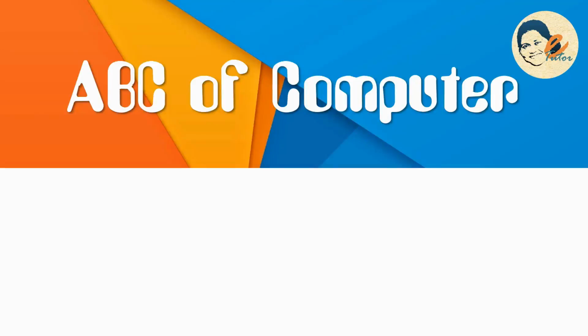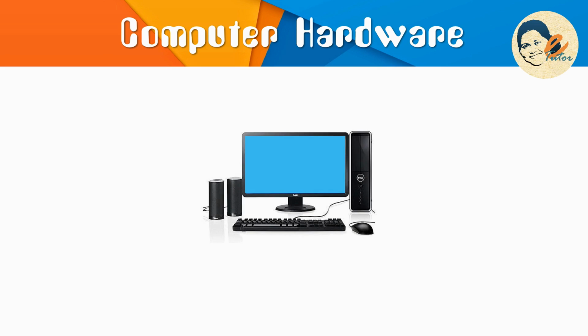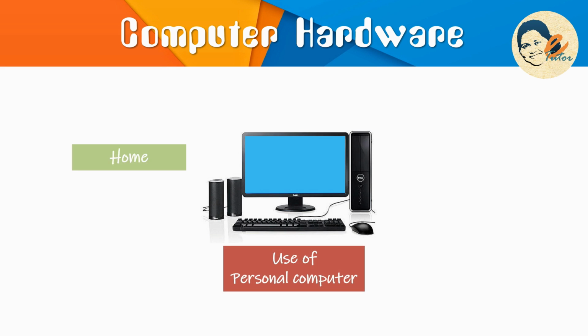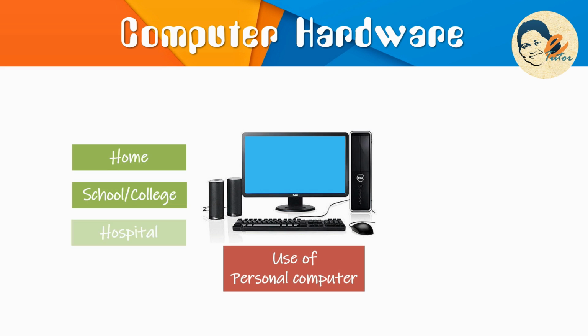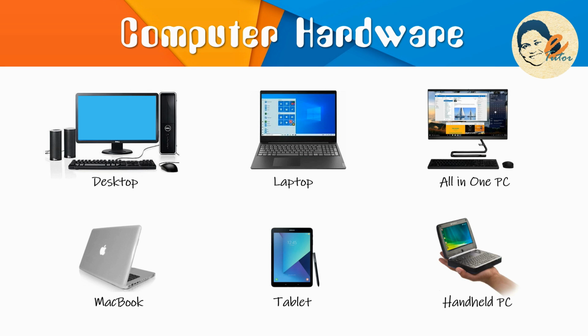In this video, we will discuss computer hardware and computer software. When we think about computers, the first thing that flashes in our mind is the general purpose computer or personal computer or PC that we use in our home, school or college, hospitals, office, banks or supermarkets. A personal computer may be a desktop computer, a laptop, all-in-one PC, MacBook, tablet or a handheld PC.